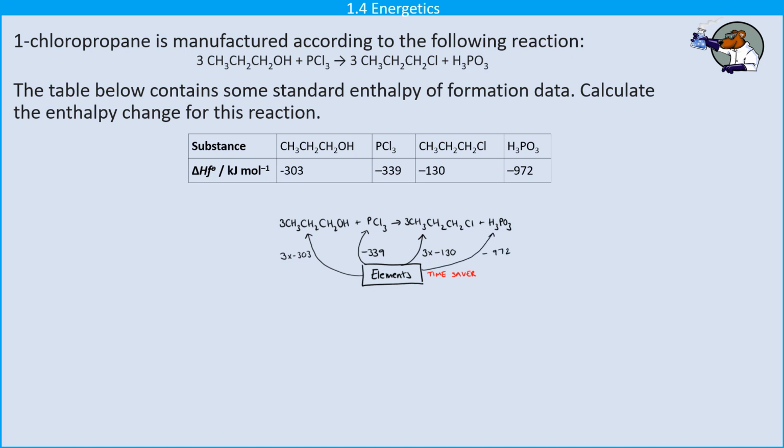So the whole point of Hess's law is that the energy change for a reaction is independent of the route taken. So I can go the whole wrong way around my Hess's cycle and the energy change will still be exactly the same as if I go from the left side of the equation to the right side of the equation. And I literally do write start and end when I do one of these questions.